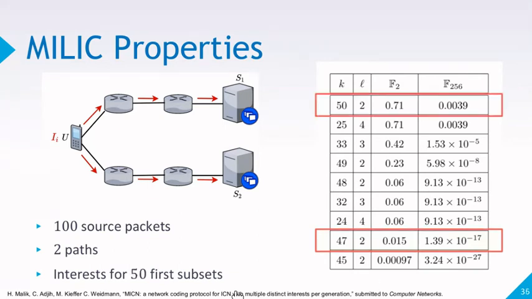Similarly, for the same scenario, the user sends out 50 interests for the first 50 subsets, which is receiving a total of 100 content packets. The probability of them being linearly independent is still relatively low.